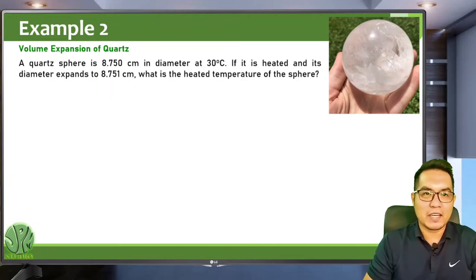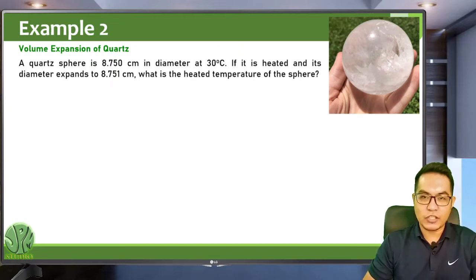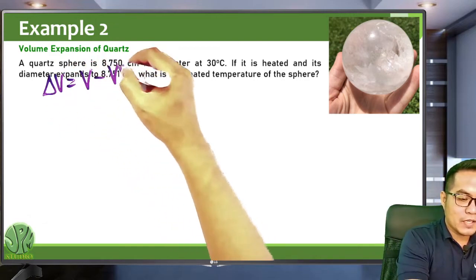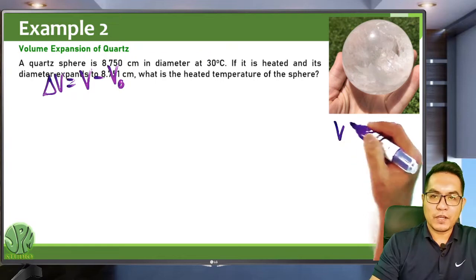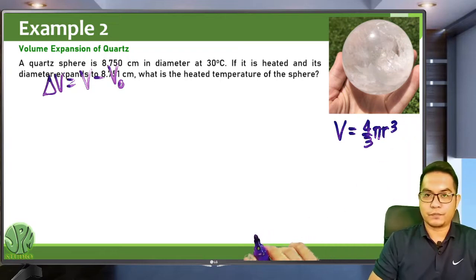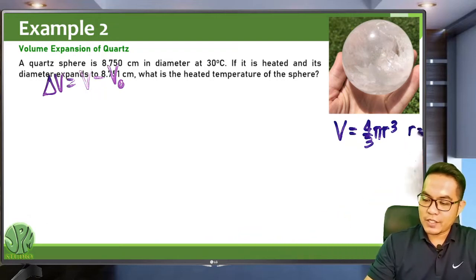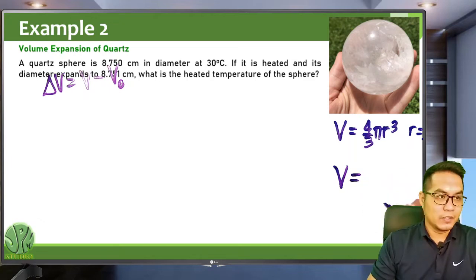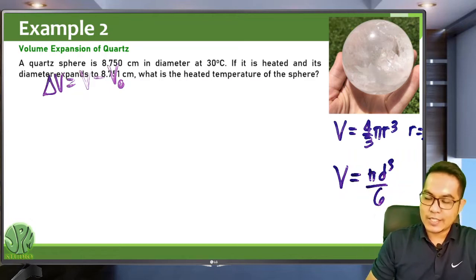We are given the final volume. So basically from that, we can get the change in volume. So the change in volume is just the final volume minus the initial volume. Now, this is a sphere. The volume of a sphere is 4/3 pi r cubed. So we are given its diameter. So the radius is just the diameter over 2. So therefore, in terms of the diameter, the volume is pi d cubed over 6.